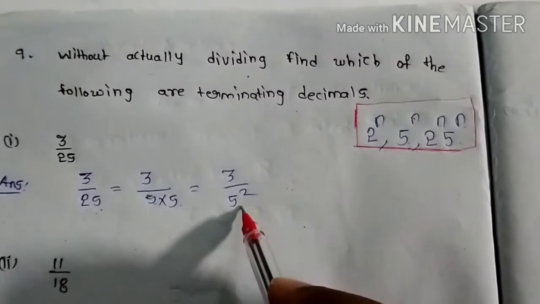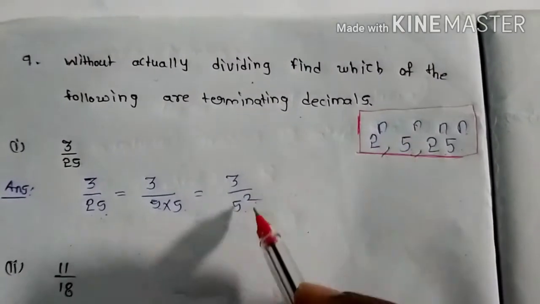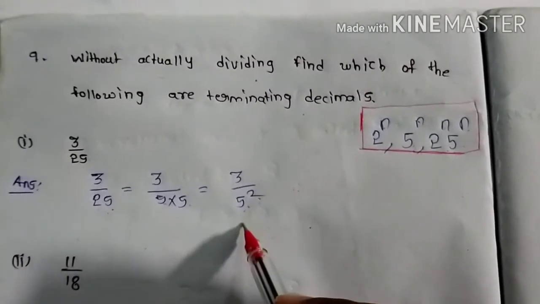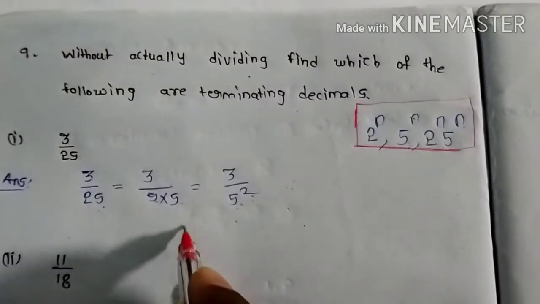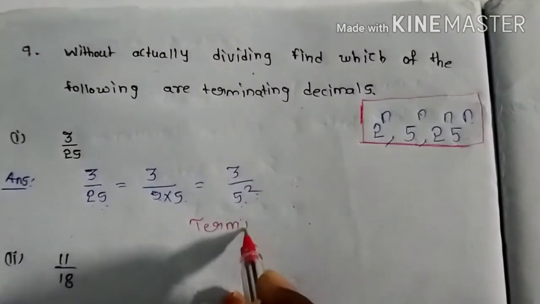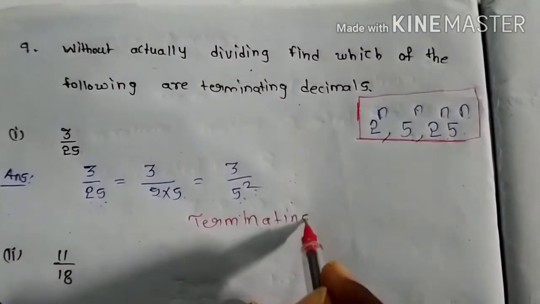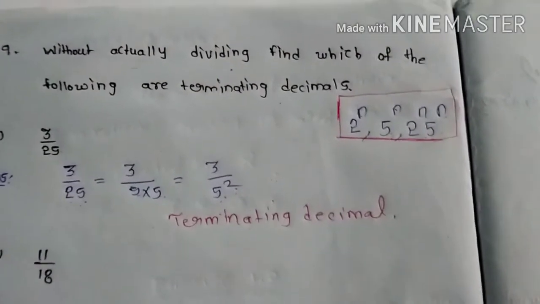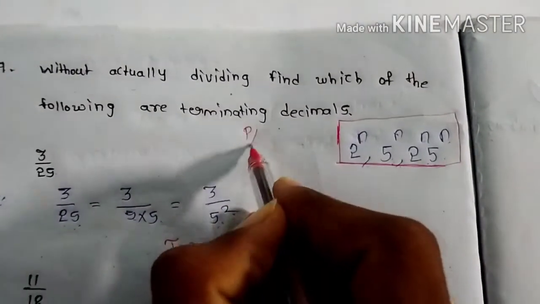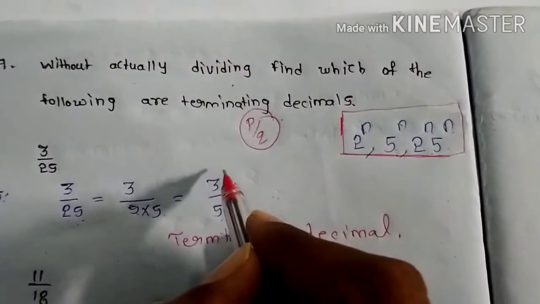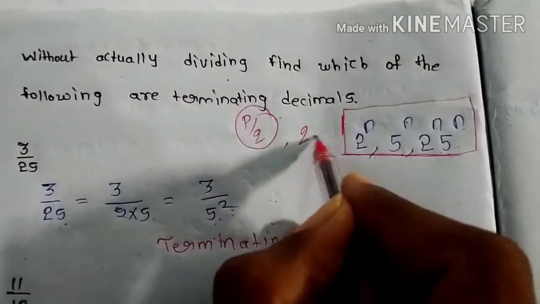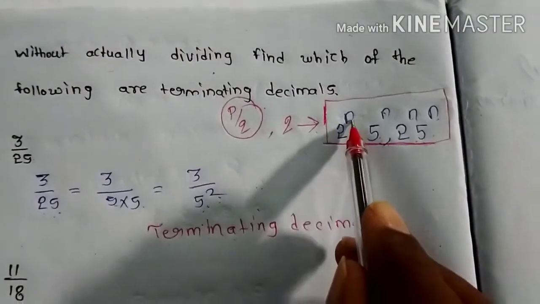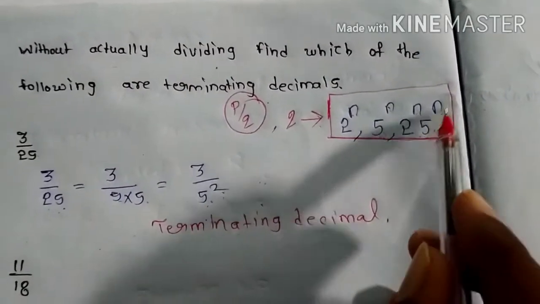Now you can say, is it in the form of 5 power n or not? See, is it 5 power n? That means n is equal to what? Can you say, is it a terminating decimal or non-terminating decimal? You can write here: it is a terminating decimal. I hope you understand this. You have to check, for example, p by q is a rational number, and here q, that means the denominator, is in the form of 2 power n or 5 power n or 2 power n into 5 power n.